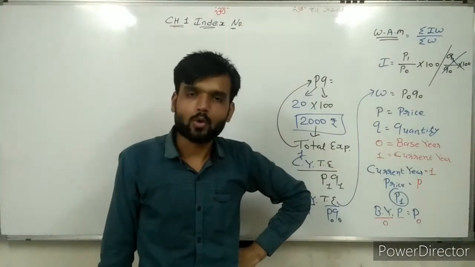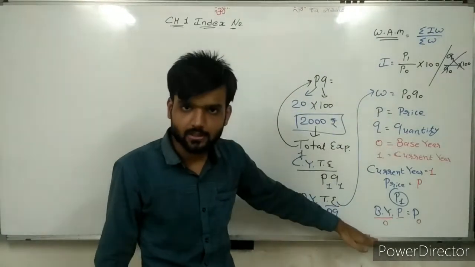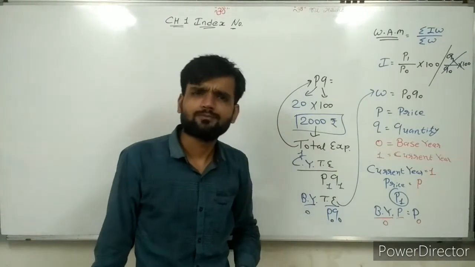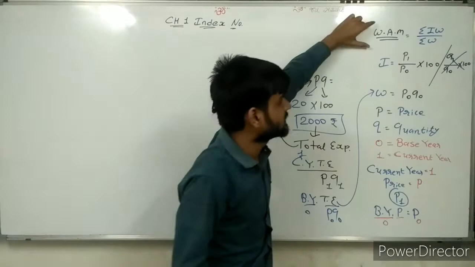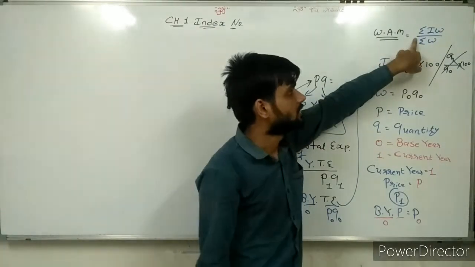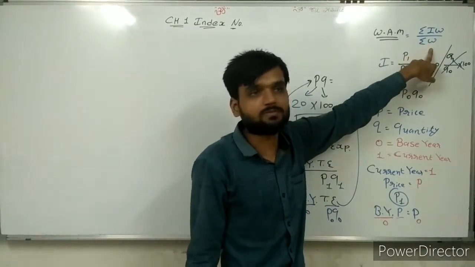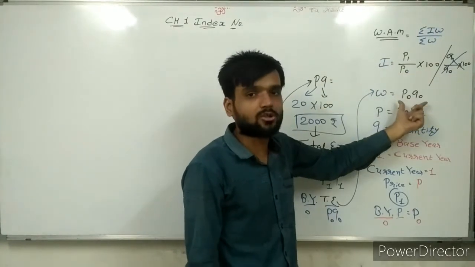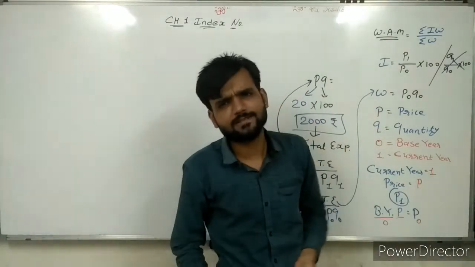So, what is our today's target? Understand these terminologies very well so that the remaining sums become easy for all of you. First, I am doing only one sum, that is the weighted average method sum. Its formula is: weighted average method index number is equal to sigma IW upon sigma W. Now what is meant by I? I means P1 upon P0 into 100. W means P0 Q0. And thereafter I can do my sum very easily.